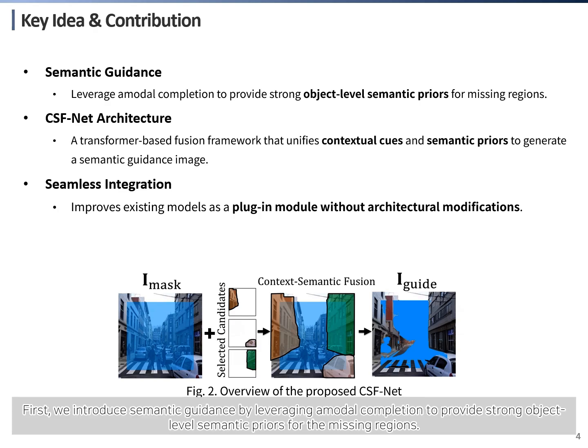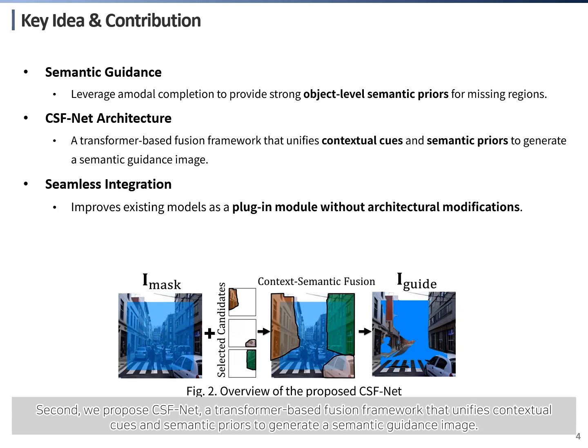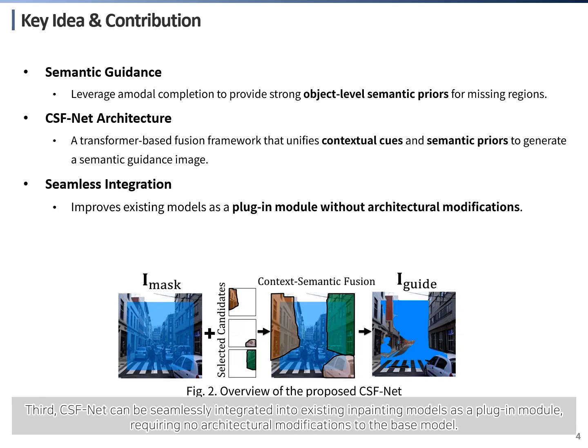First, semantic guidance. We leverage a model completion to provide strong object-level semantic priors for the missing regions. Second, CSF-Net architecture. We propose a transformer-based fusion framework that unifies texture cues and semantic priors to generate a semantic guidance image. Third, seamless integration. CSF-Net improves existing inpainting models as a plugin module, requiring no architecture modification to the base model.